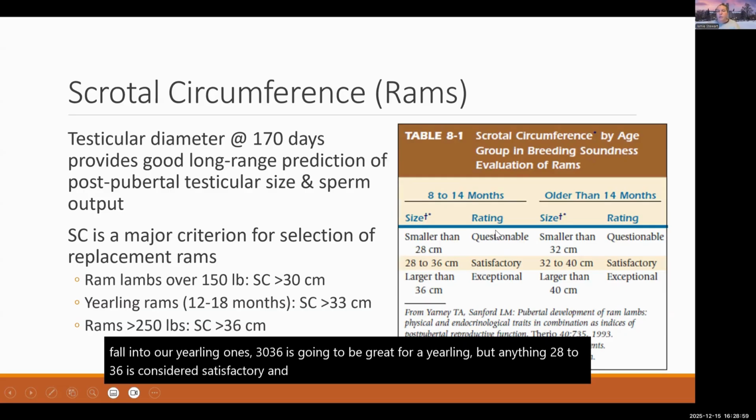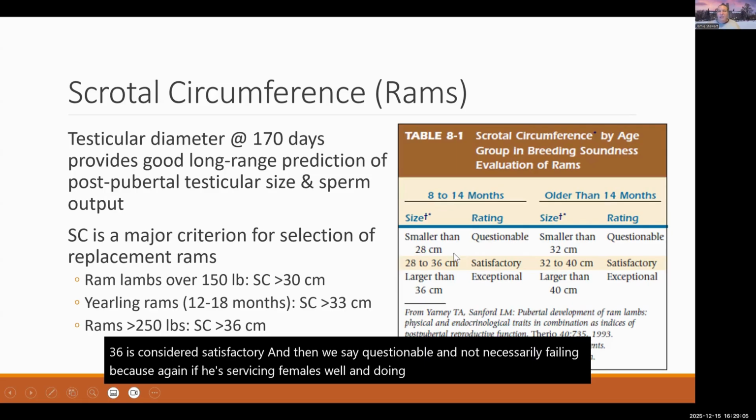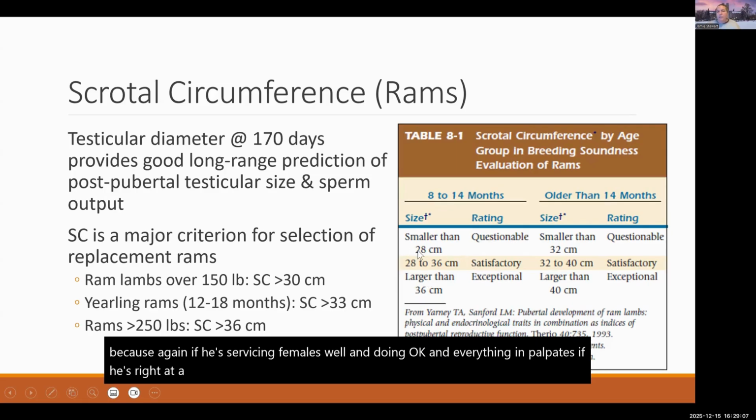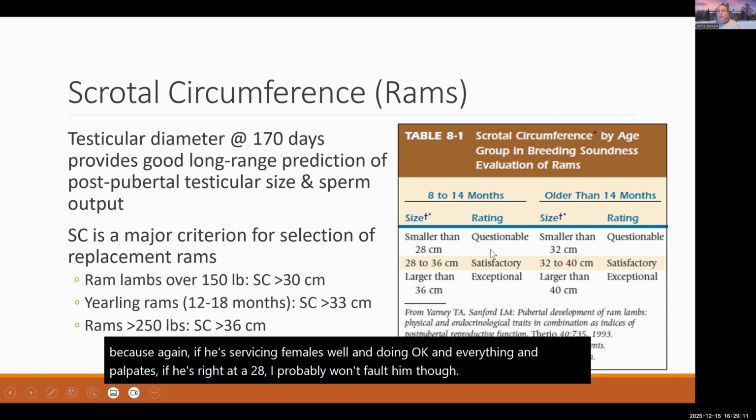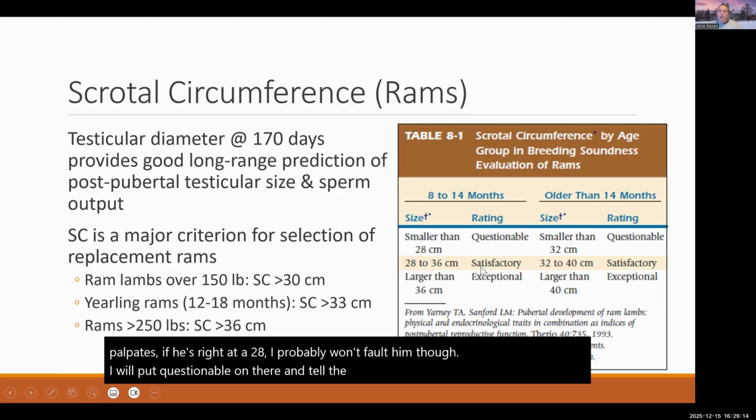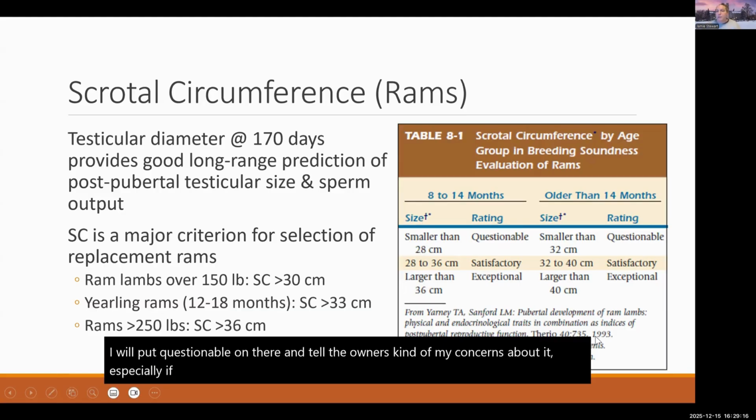And then we say questionable and not necessarily failing, because if he's servicing females well and doing okay and everything palpates, if he's right at a 28, I probably won't fault him. I will put questionable on there and tell the owners my concerns about it, especially if he's got a lot of females to breed.